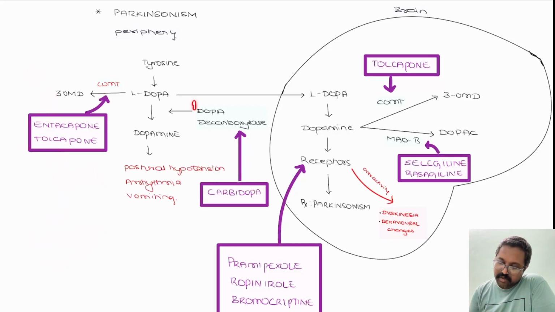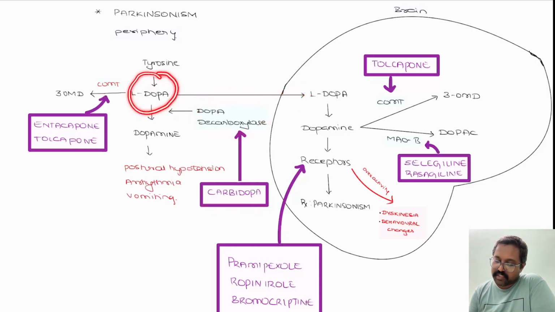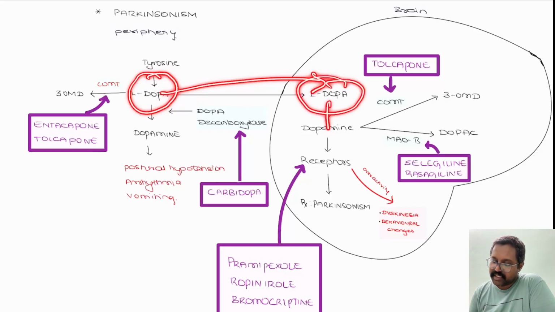So to prevent dopa decarboxylase activity, you use carbidopa and benserazide. Thereby you increase the levodopa concentration, which will increase the entry of levodopa into the brain. So once levodopa concentration increases, it can cross the blood-brain barrier easily. In the brain, what happens? It gets converted into dopamine with the help of dopa decarboxylase.